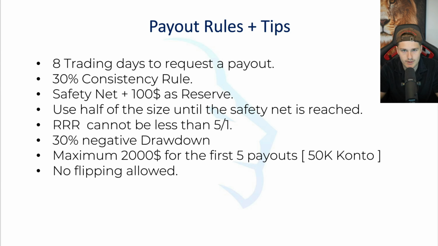But then keep in mind, the first 25k per account is 100% yours. After that, there is a 90-10 split, so Apex gets 10% of your total payout when you pay out. Also, no flipping allowed. So there is also a tip for you guys.